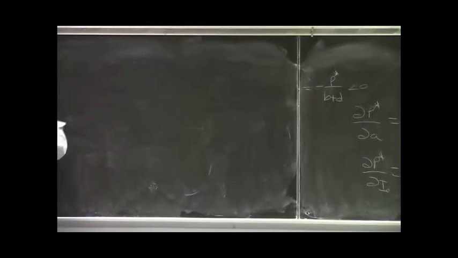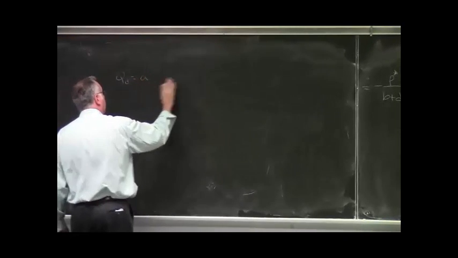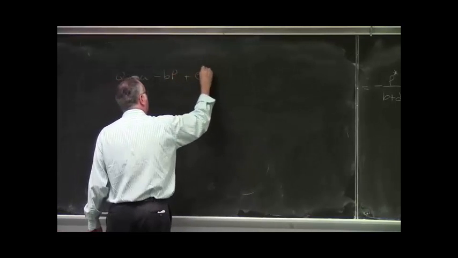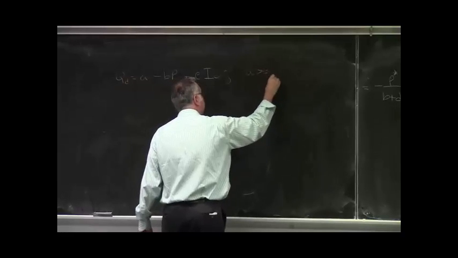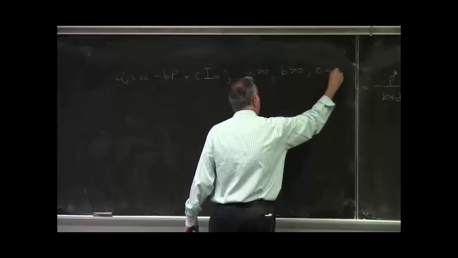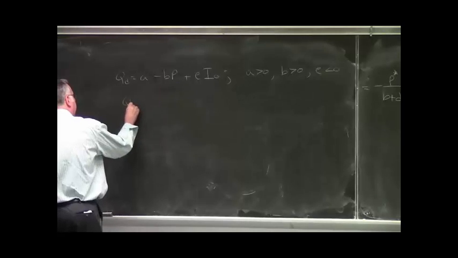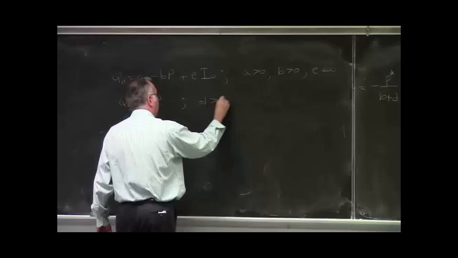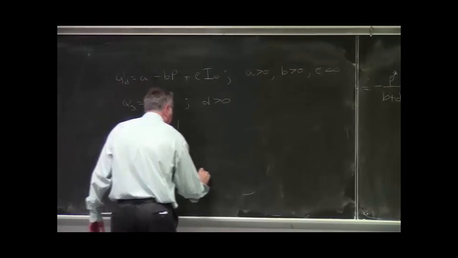Again, to repeat, our demand function is this, where we are assuming A positive, B positive, E negative. Okay. And our supply curve is this, where D is assumed to be positive. So our supply and demand diagram looks like this.